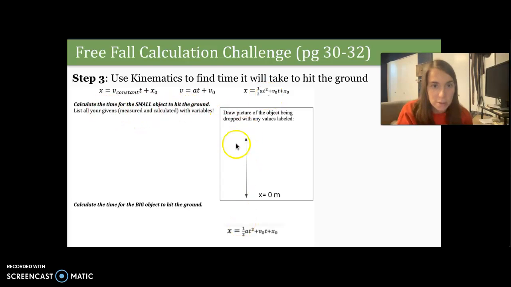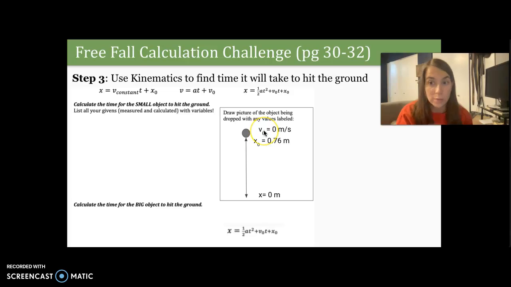So my animations appear to be off, which is fine. So it's calculate the time for the small object and the big object. Well, here's the object, right? It starts at a height of 0.76. So going back to Unit 1, x0 is the initial position. X is the final position, so it ends at 0 meters. Those are our labeling on our diagram.